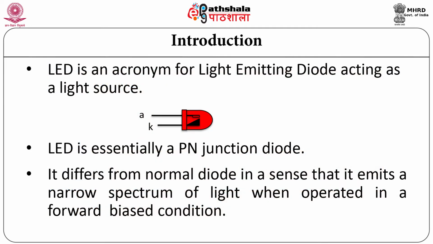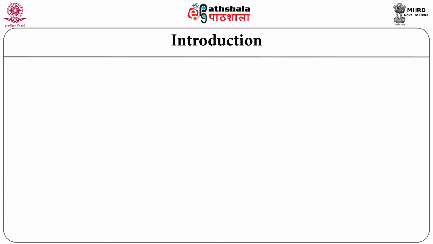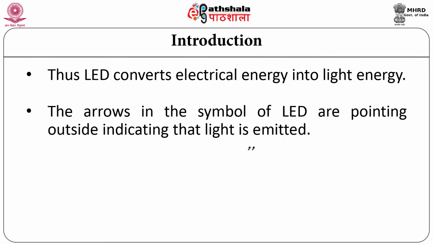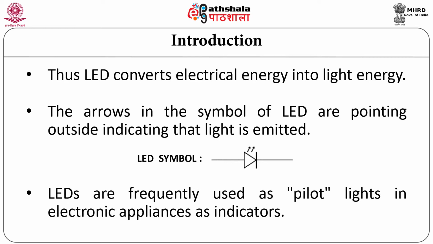You all are familiar with light emitting diodes, that is light as an indicator, or nowadays we have seen LEDs as light bulbs. These are nothing but PN junction diodes which emit light when forward biased. Thus LED converts electrical energy into light energy. The arrows in the symbol, you can see they are pointing outwards, which indicates that light is emitted from the device. These LEDs are frequently used as pilot lights in electronic appliances as indicators.